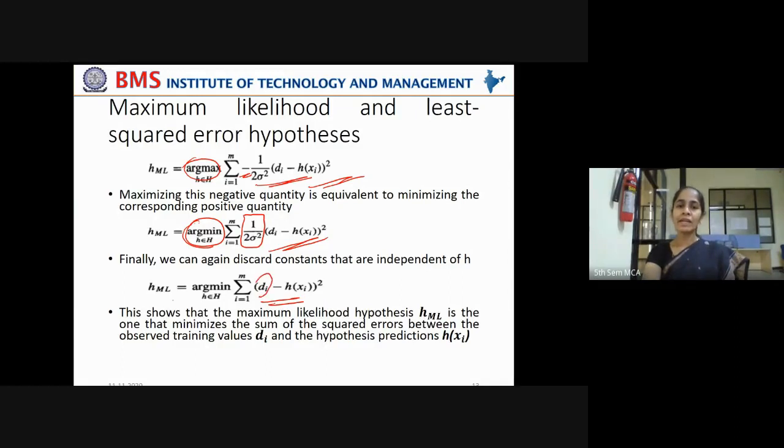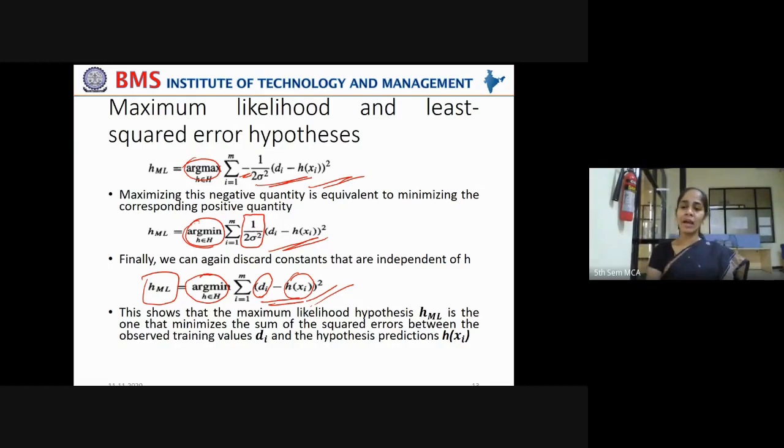That means your training example output and your predicted output. What is that difference? Prediction error. You're squaring them, adding them, and trying to minimize that value so that you will get the maximum likelihood hypothesis. So the objective of any learning algorithm is to minimize the prediction error, so that the best fit equation is the maximum likelihood hypothesis that we have proven here.